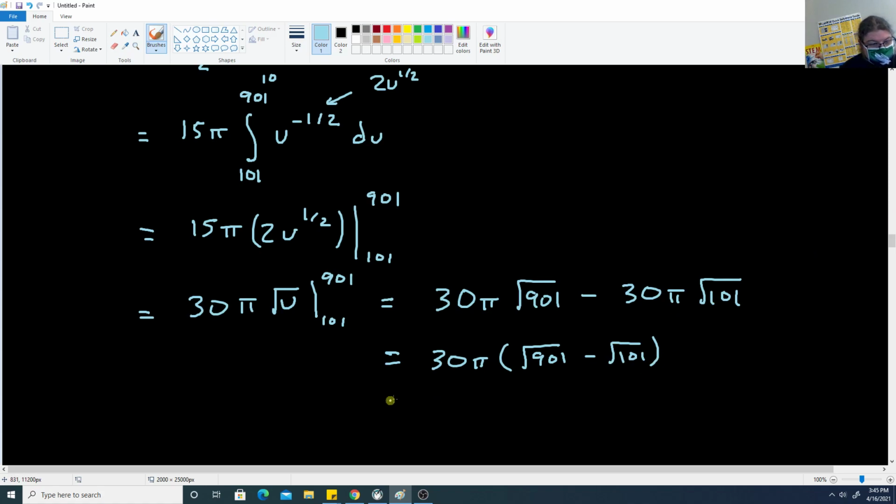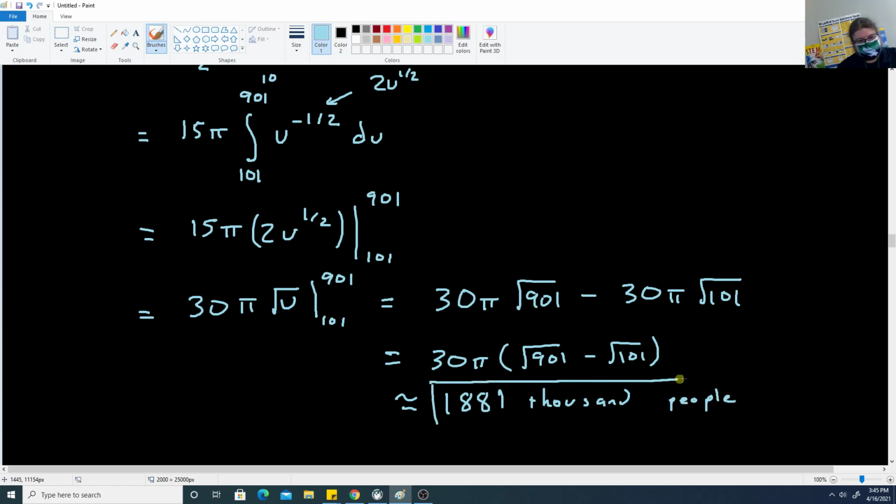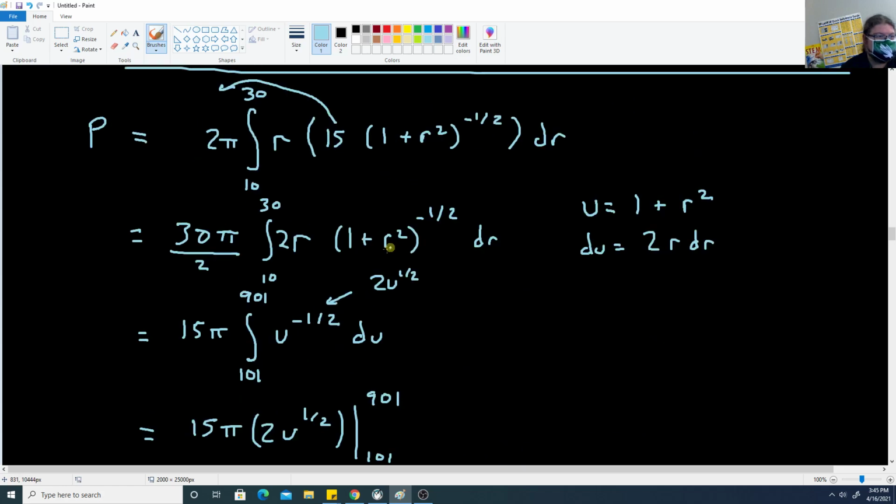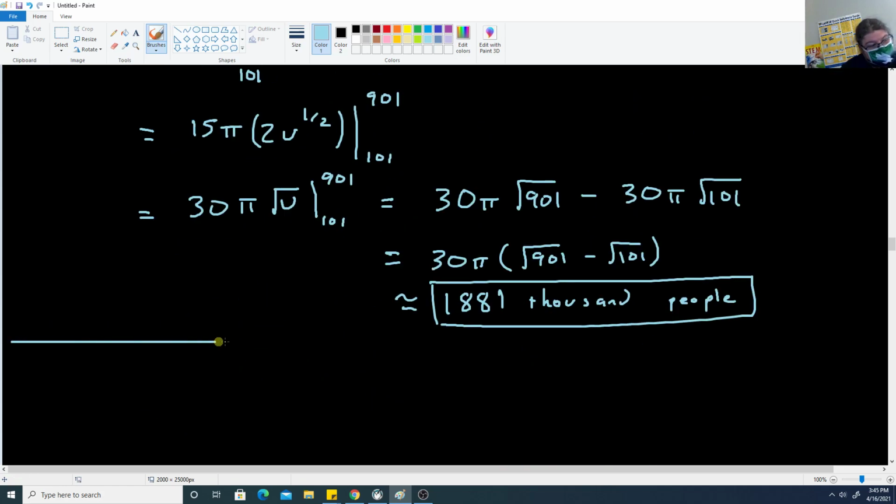And we get this is about equal to 2,000 people, we'll say. Or actually, the book says 1881. I guess they rounded down, so we'll round down like the book. And since the units were thousands, this will be 1,000 people. The actual number was like 1881.825, and I guess 0.825 is not actually another person, so we don't count it as another person. So we'll say 1,881,000 people is how many people live in that ring. Okay.